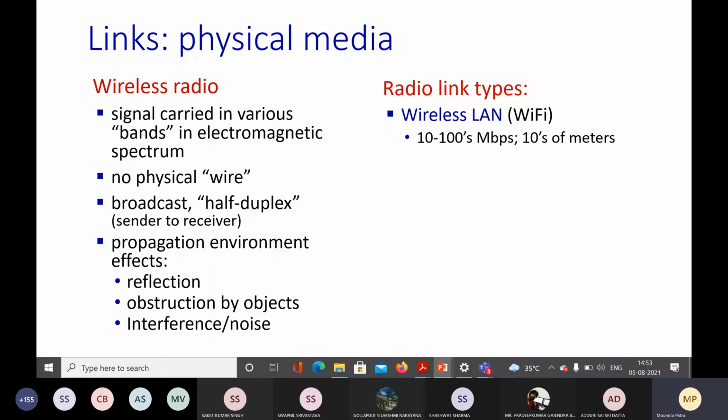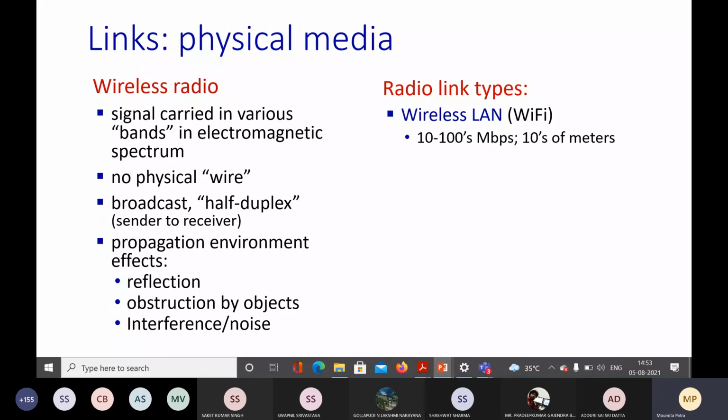So it provides up to a maximum of 100 Mbps of data rate or transmission rate, and its transmission range is very small, around tens of meters. But nowadays, with the different standards Wi-Fi has come up with, it will go up to 50 meters. Okay, 50 to 100 meters also it can go, depending upon the Wi-Fi standard that is being used.